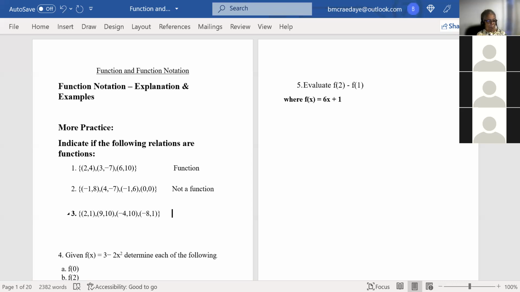Number 3. Is it a function or not a function? It's not a function. Why? Because it has a duplicate of 10 twice.